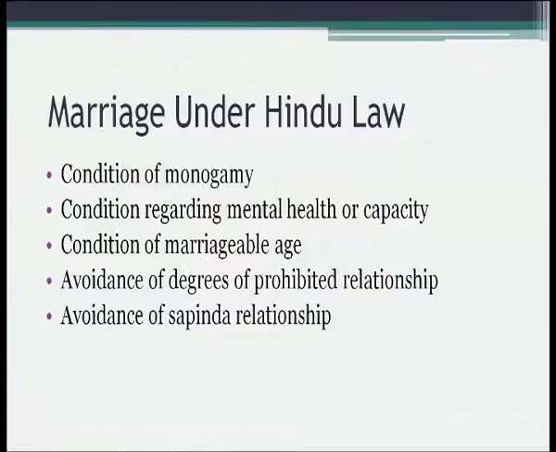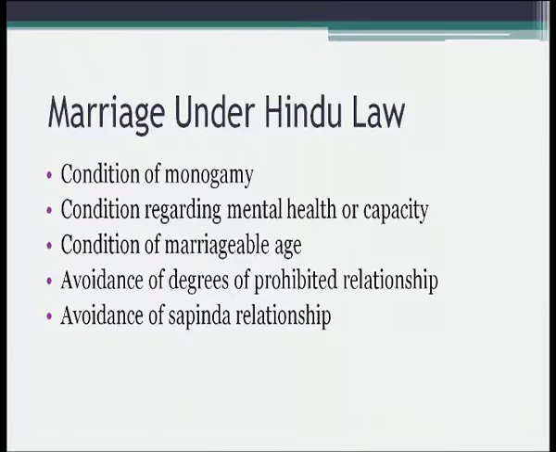So, let us discuss, friends, what are the essential conditions of marriage under the Hindu laws. The first and foremost condition is that the marriage must be a monogamous marriage. Meaning thereby it should not be a bigamous marriage, the parties to the marriage should not already be married. The husband should not already have a wife, and the wife should not already have a husband. So, it must be a monogamous marriage.